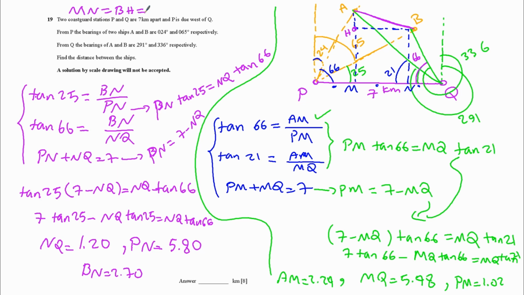Okay. I can also find out that AH is AM minus Bn. So AH equals AM minus Bn. So AM, we have found the value is 2.29, minus Bn. Bn is 2.70. So what I get is a minus value of minus 0.41.